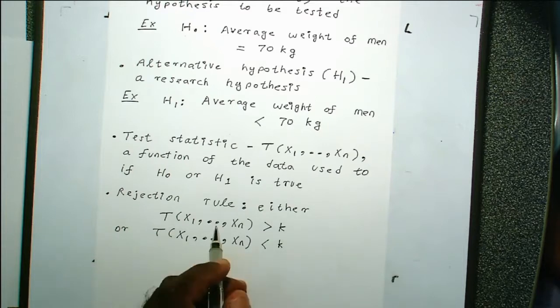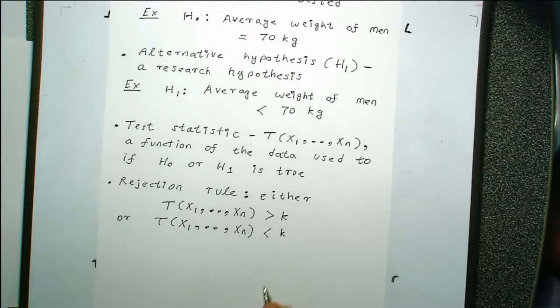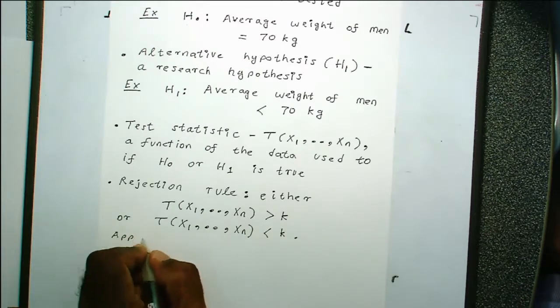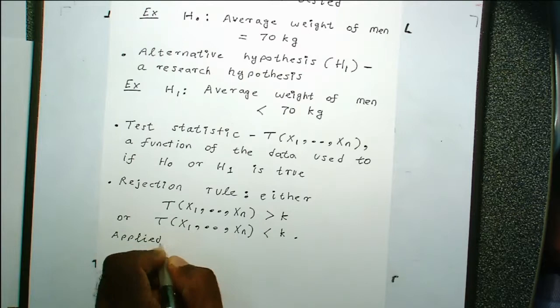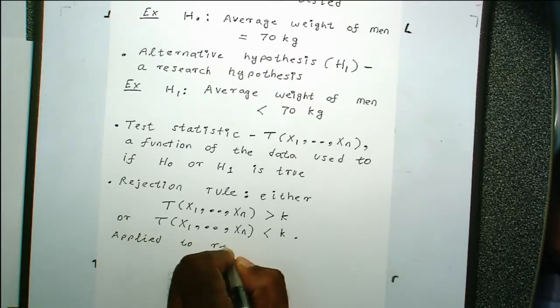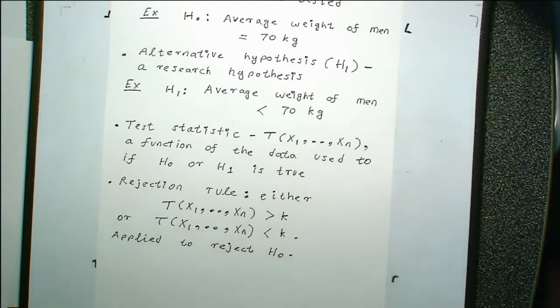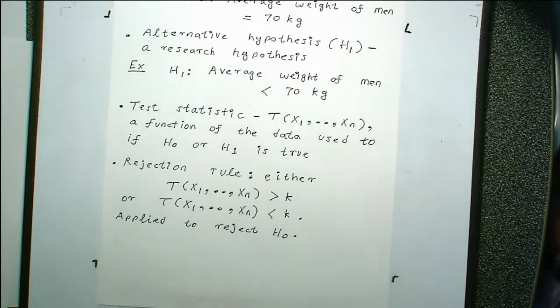So the rejection rule applies to rejecting the null hypothesis. So if one of these rules holds, then you will reject the null hypothesis, right? And one final thing is, well, maybe I have more than one.